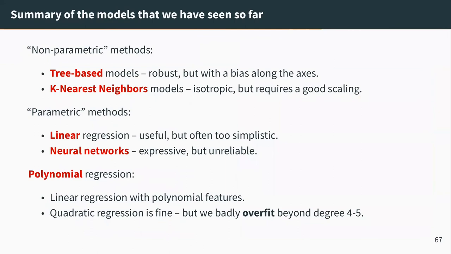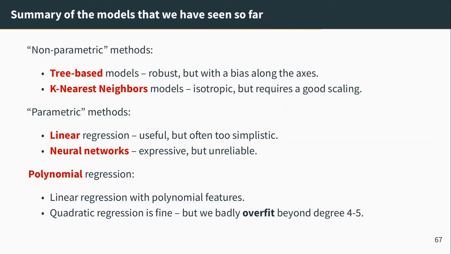So, summary of the models that we've seen so far. First, we had those non-parametric methods, like tree-based models, which are robust but are biased along the axis, and k-nearest neighbor models, which are isotropic but are sensitive to scaling. Then you have so-called parametric methods, like linear regression, which is absolutely useful. You need to know what it is, but it's often too simplistic. And neural networks, which are very expressive but unreliable. So at least for simple regression problems, it's not worth the effort.